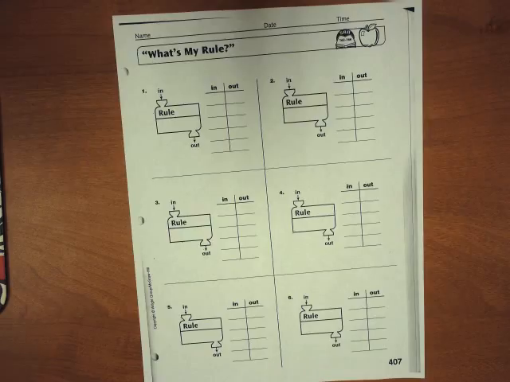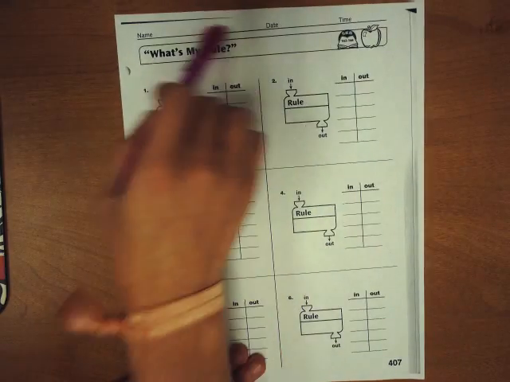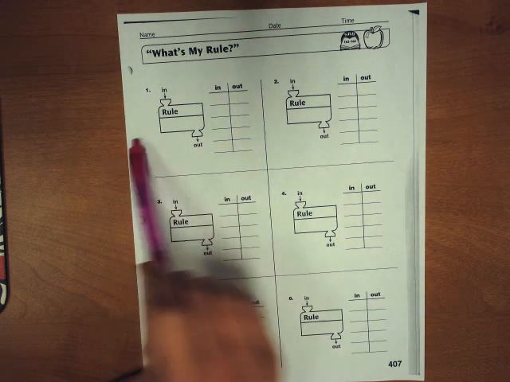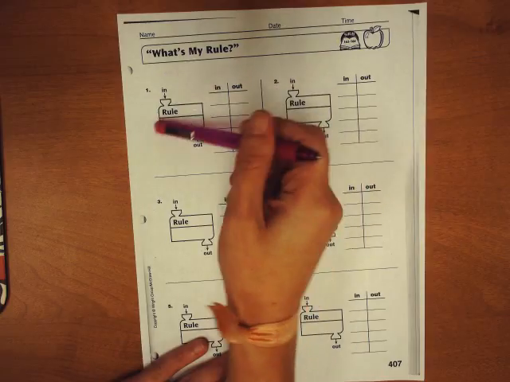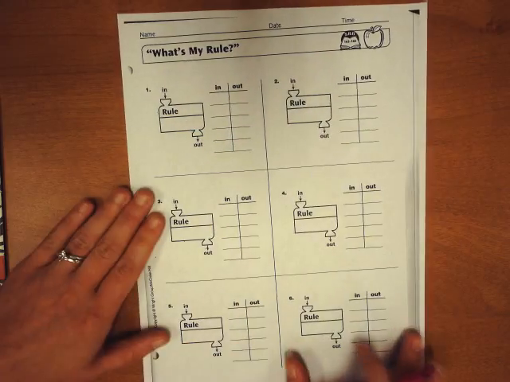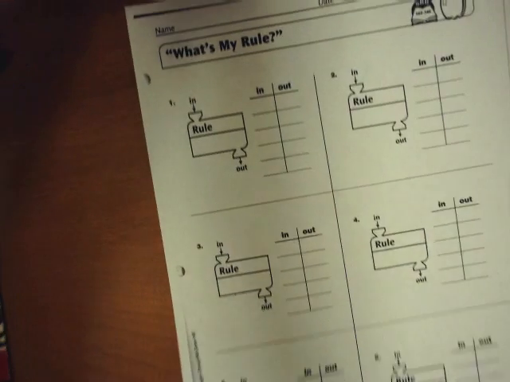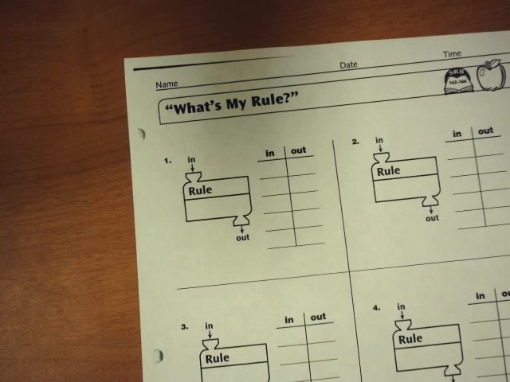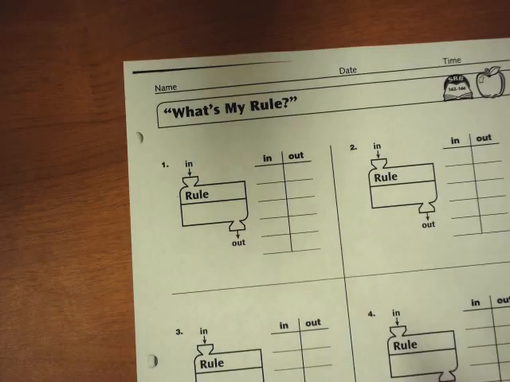All right, friends, so today we are going to be looking at different variations of the function, what's my rule? As we take a look, these are different function boxes. Whatever goes in, it's going to follow a rule to come on out, okay? So as we take a look at this very first function box, and I'll bring this down, go ahead and draw an in-out box in your notebook that looks just like this.